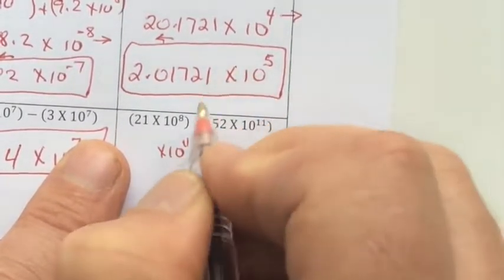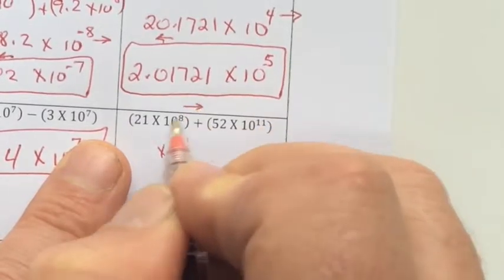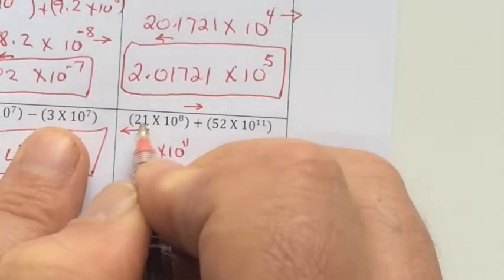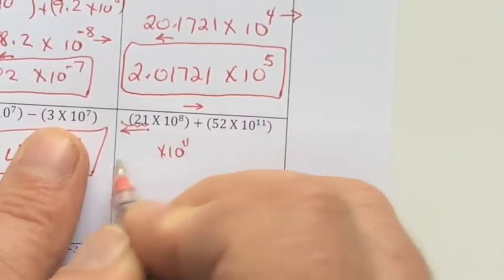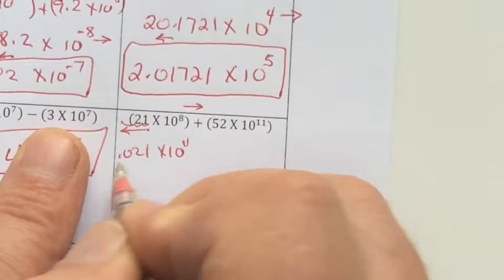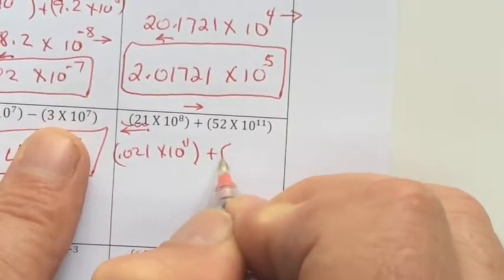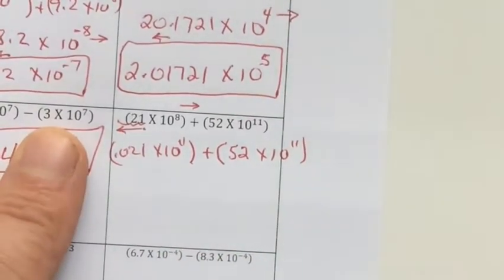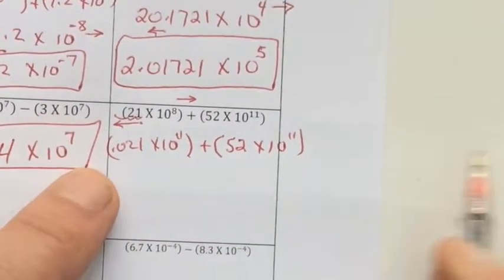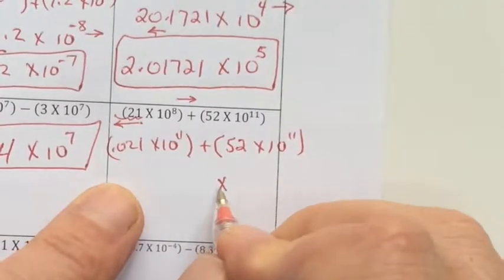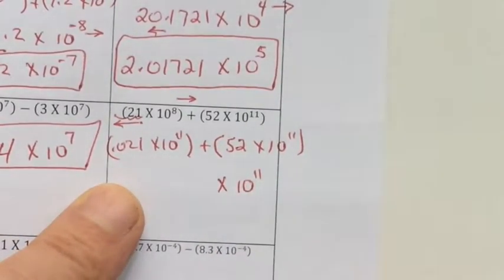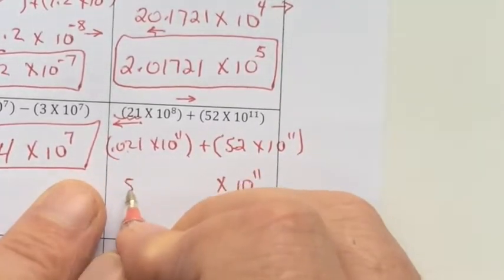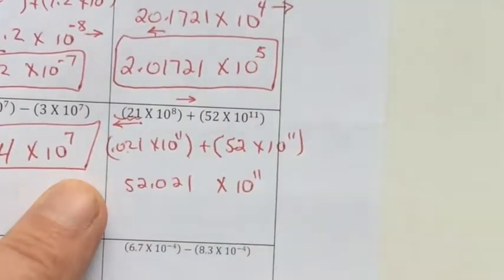So that it matches that one. That means I moved it that way 3. That means this decimal moves this way 3. 1, 2, 3. So it's 0.021. And then this is still 52 times 10 to the 11. So I got them both into times 10 to the 11. So now I know my answer is times 10 to the 11. So it's 52 plus this. Well, that's just going to be 52.021.